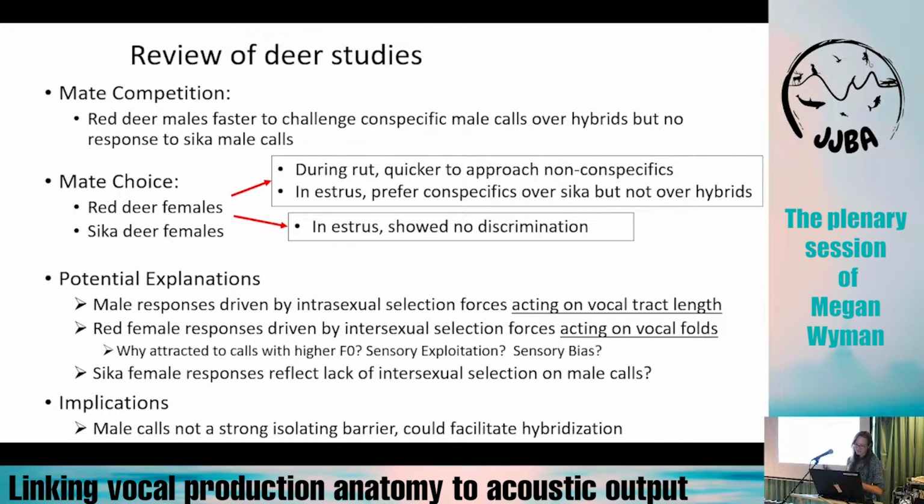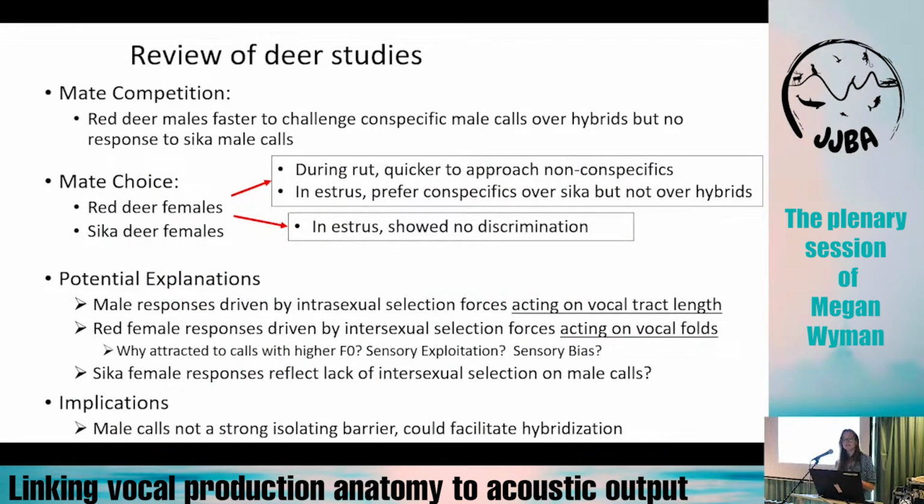Okay, so sorry, there's a lot of text, but just to review, in male competition, the red deer males are faster to approach conspecific males over hybrids, but show no response that a Sika male is a threat to them at all, or a threat to their harem of females. In female red deer, we see that during the rut, they're quicker to approach non-conspecifics, but when we do put them into estrus, they prefer conspecifics over Sika, but when hybrids enter the mix, there's no difference. And Sika deer, oops, there's no difference.